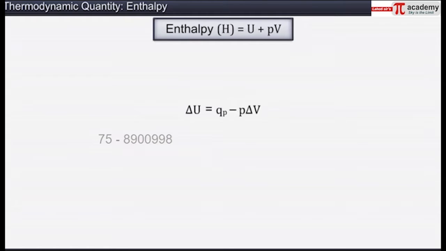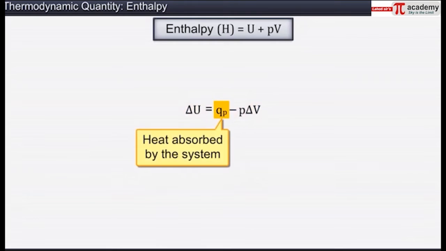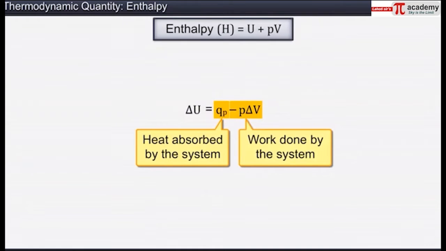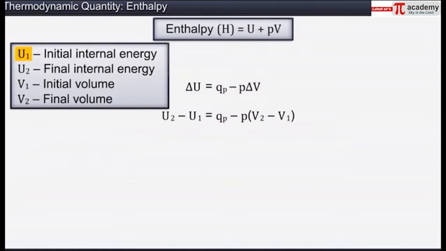The significance of delta H also follows from the first law of thermodynamics, as delta U is equal to QP minus P delta V. Here, QP represents the heat absorbed by the system and minus P delta V represents the work done by the system. Let U1, U2, V1 and V2 represent the initial and final internal energies and volumes respectively. The above equation can be written as U2 minus U1 equal to QP minus P into V2 minus V1.